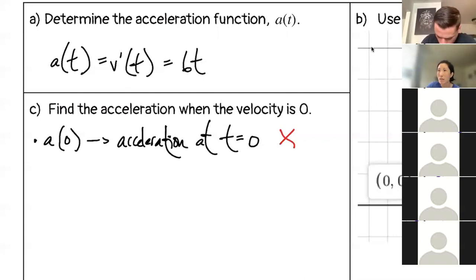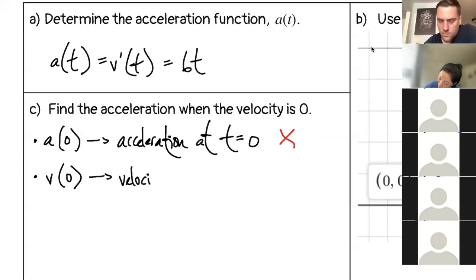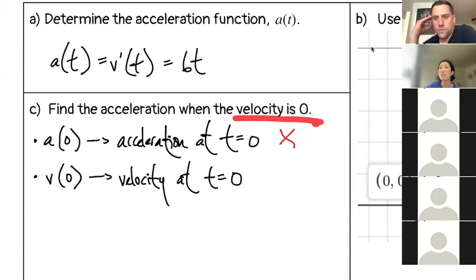All right, so let's see what we have here. We have velocity of 0. What does this tell us? V of 0. What does V of 0 tell us? Yeah, this tells us velocity at t equals 0. Is that the same as when the velocity is 0? Okay, so that's also really important.